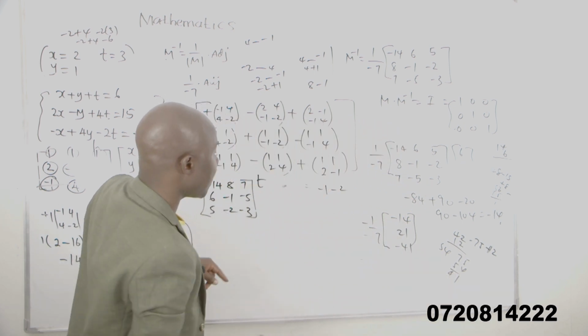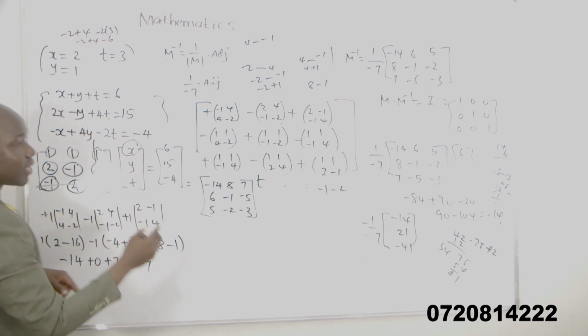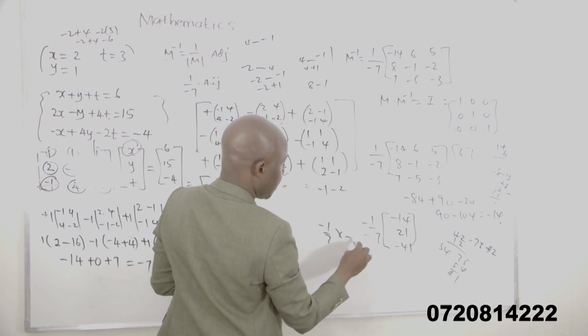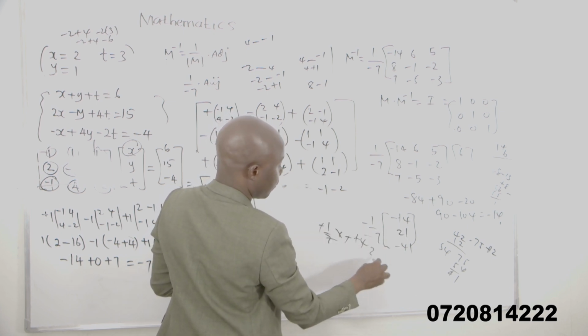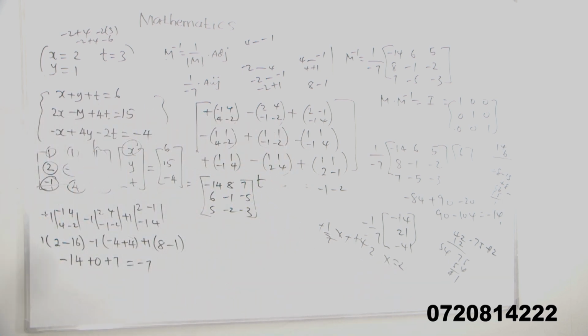So if you are to find the first part, which is x, when you want to get the first x, you take negative 1 over 7 times negative 14. The negative goes, so we get 2. X is 2. Was our x 2? Yeah, the x was 2. Now we know our first value x is supposed to be 2.